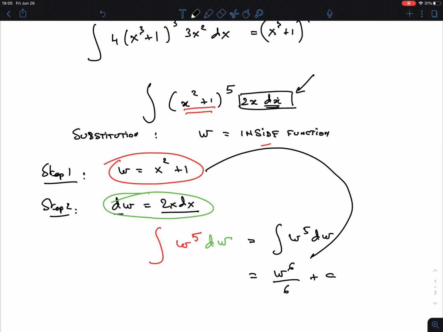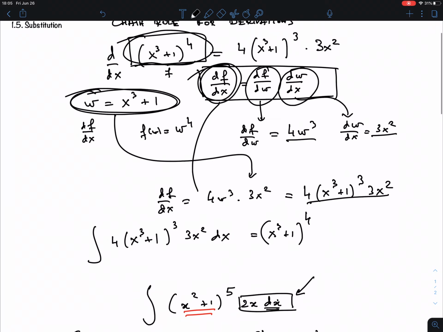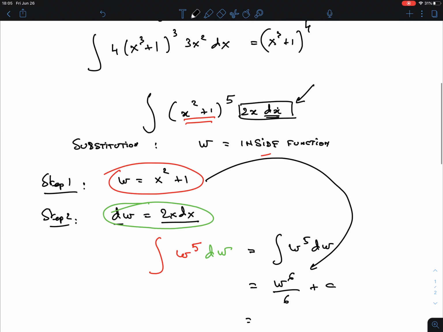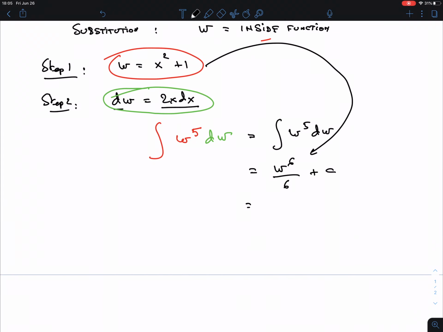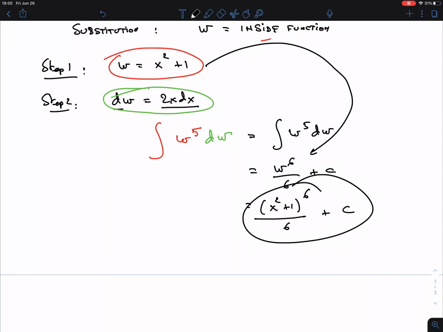So I just have to plug this in here. Remember, it's exactly the same thing we needed to do here, right? We had this formula, but we still needed to plug in. Okay, so we do that. We have (x squared plus 1) to the power 6 divided by 6 plus c. And that's the answer.